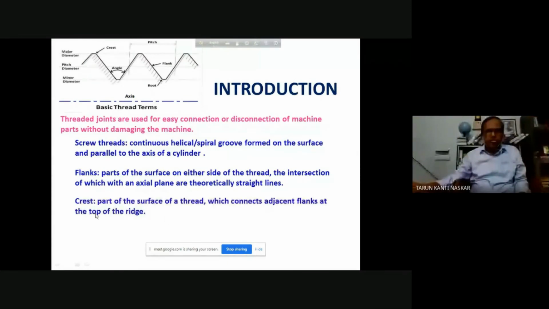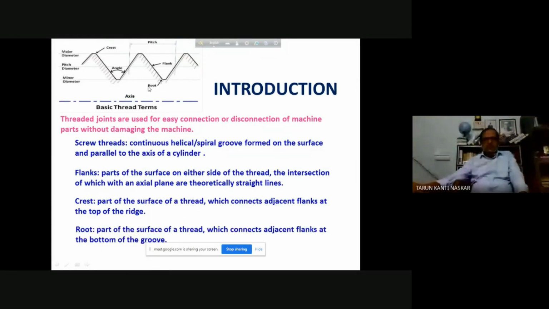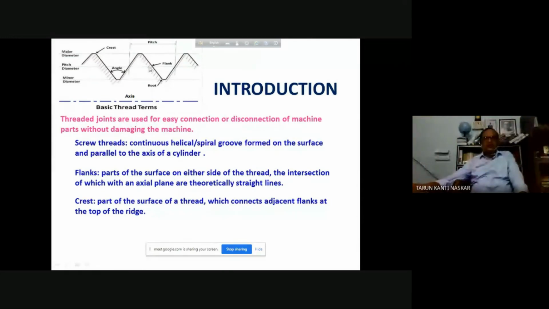Crest is the part of the surface of a thread which connects adjacent flanks at the top of the ridge. That means two adjacent flanks are connected by the crest. And root is where two adjacent flanks are connected at the bottom of the groove. So at the top of the ridge and at the bottom of the groove, this is crest and this is root.